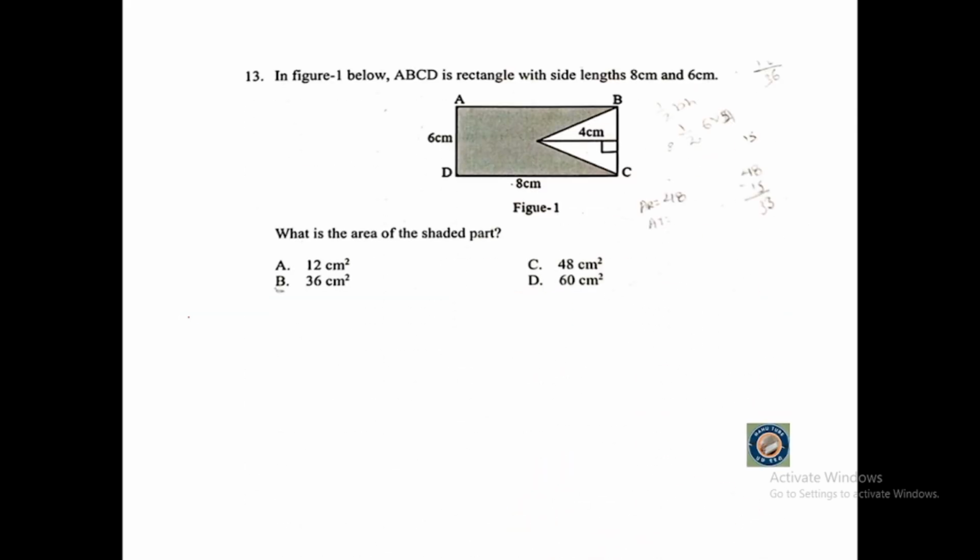Question number 13. In figure 1 below, ABCD is a rectangle with side lengths 8 cm and 6 cm. What is the area of the shaded part? A. 12 cm square. B. 36 cm square. C. 48 cm square. Or D. 60 cm square.